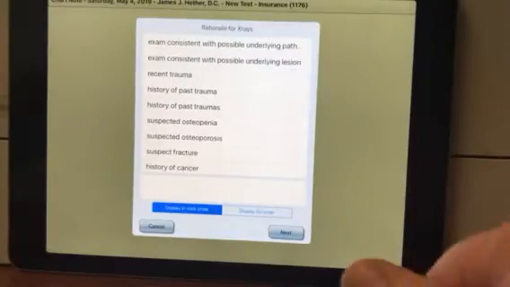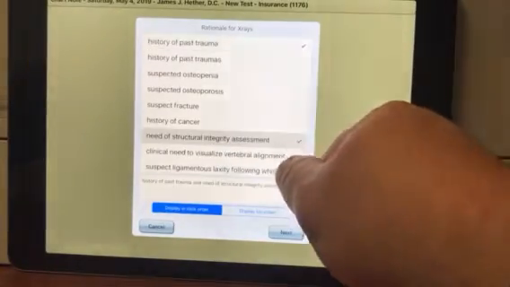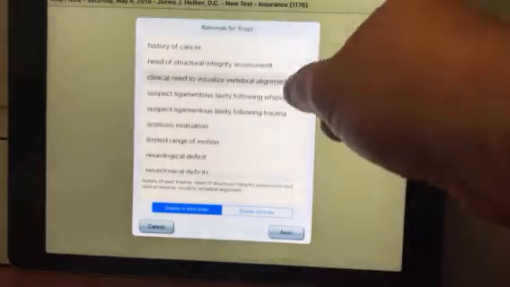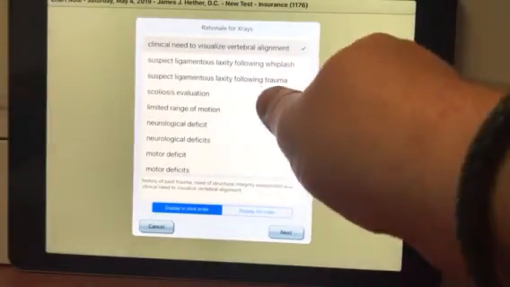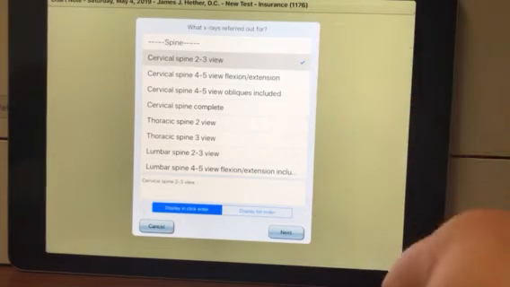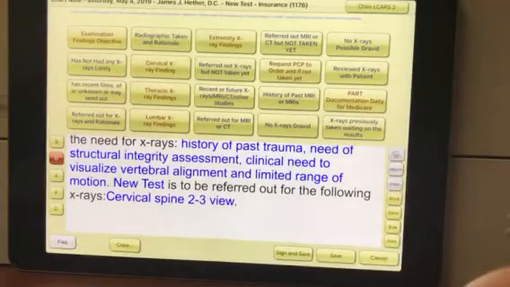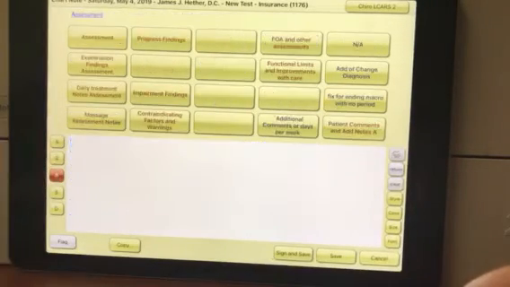And why are we going to send him out for x-rays? He has a history of past trauma. I want to see the structures. I want to see the alignment. He has some decreased range of motion, and that's enough for the rationale. We're just going to do a minimal cervical view, 2 to 3 views. From there, our objective findings are done. We go right to our assessment.